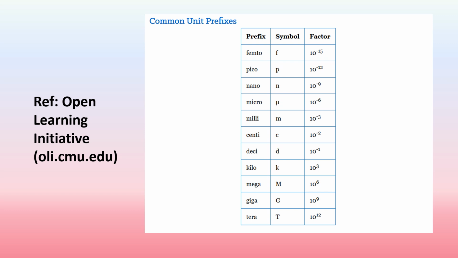Even with many types of units, the prefixes of these measurements are the same. For example, nano means 10 to the negative ninth, and kilo means 10 to the third. A few that you will see most often in the general chemistry world are pico, 10 to the negative 12th, nano, 10 to the negative ninth, milli, 10 to the negative third, and kilo, which is 10 to the third.